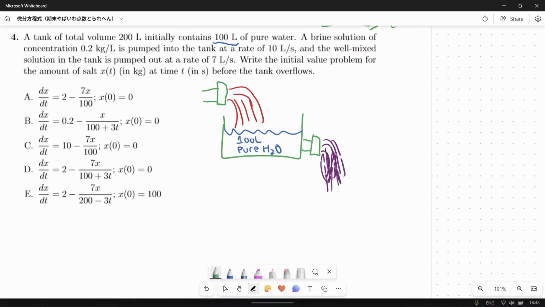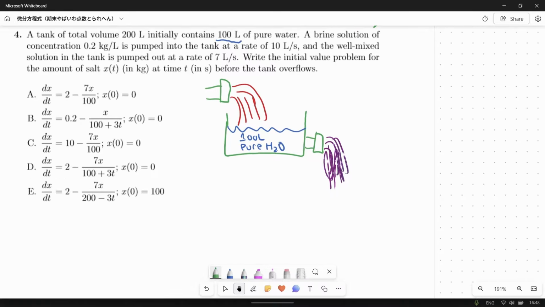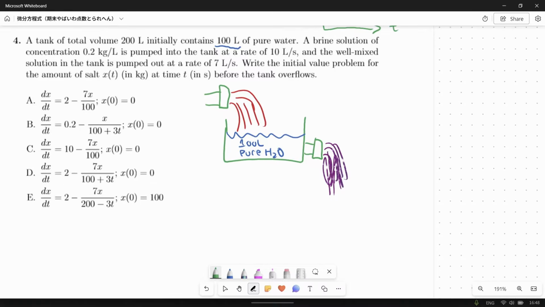And so now what we have to do is work with some of the values that were given to us and come up with an equation that we can work with. We know that for questions like this, we can model a differential equation that takes the form of dx/dt. Let me write that down here. We can write a model differential equation of the form dx/dt is equal to the rate in times the concentration in, minus the rate out times the concentration out. That's supposed to be a C, not an R.